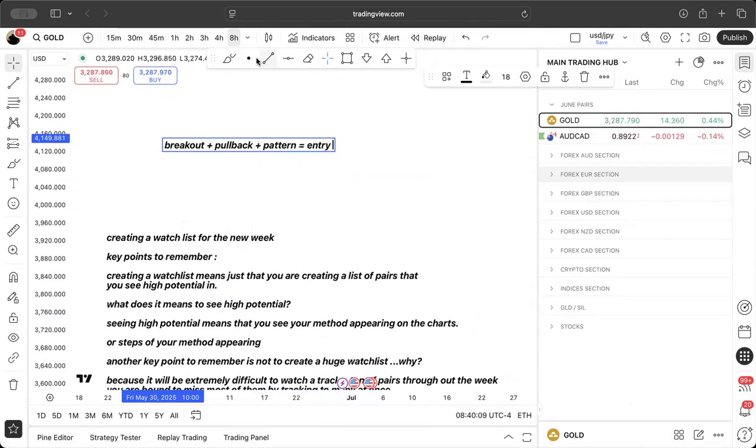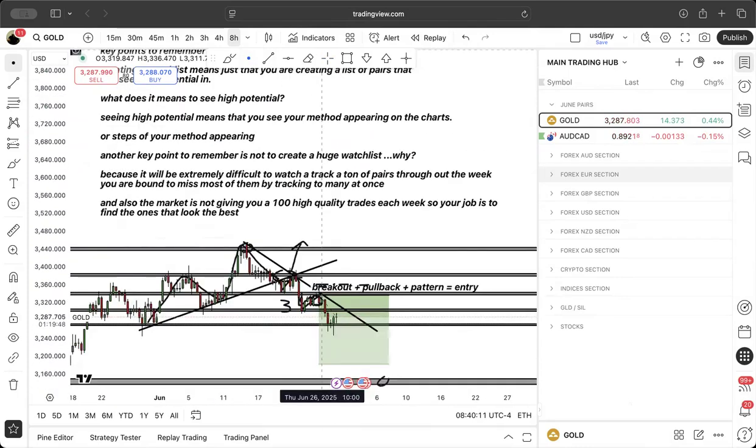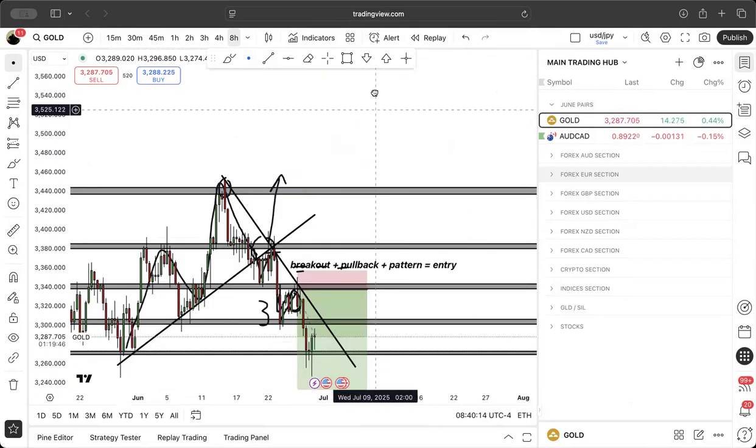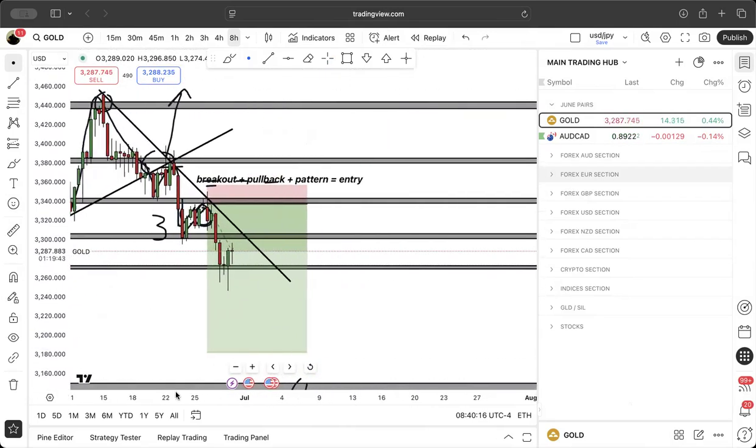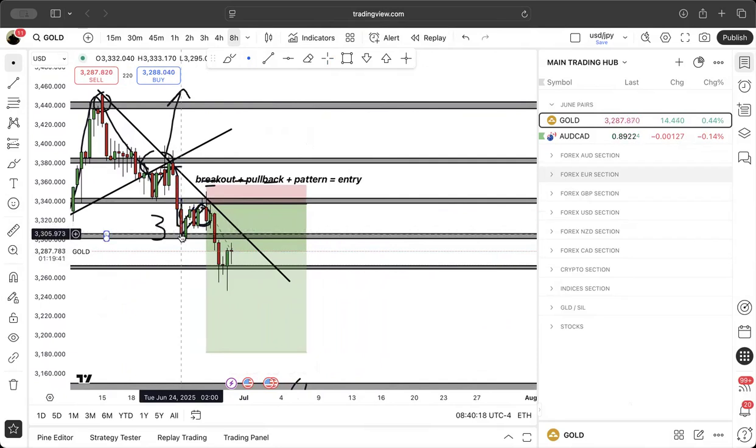And what I mean by this, if you can see over here, my previous trade that I took on gold, you see how we had breakout step one, pullback step two, pattern step three. I have my entry. That's what I mean by conditions being met, because this breakout first happened on June 24th. When I'm seeing that, I'm going to add it to my watch list because I see it breaking below a previous level. I'm watching that. That's what I mean by adding things to your watch list.